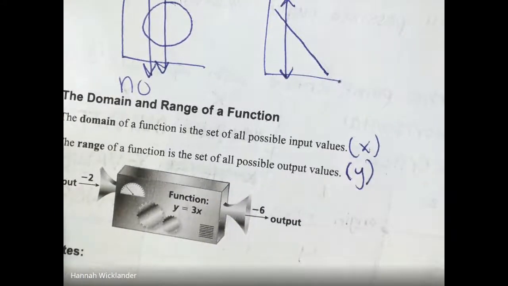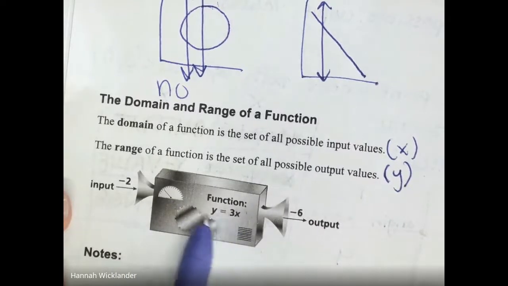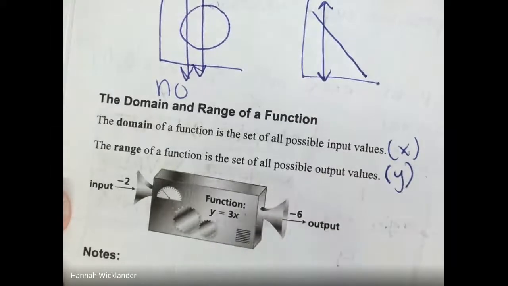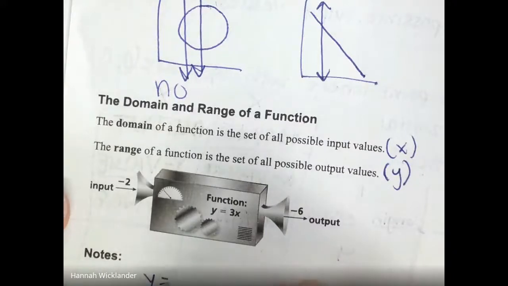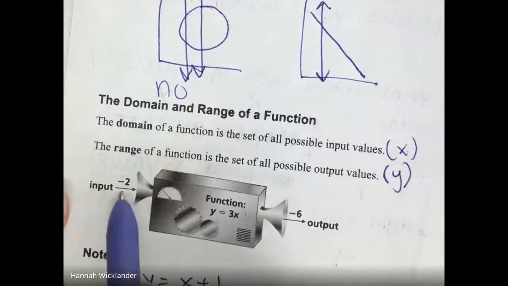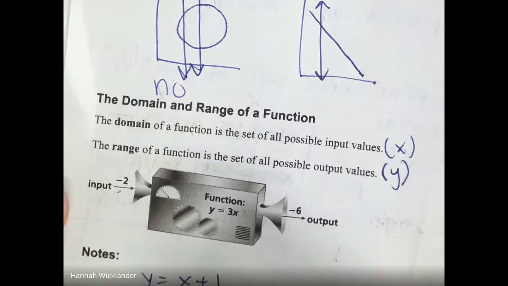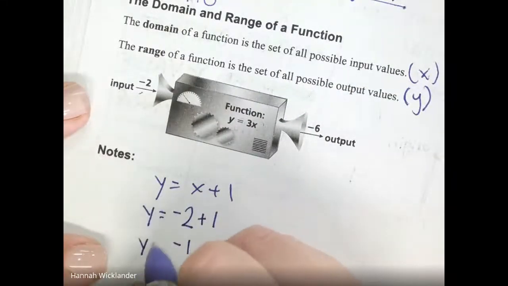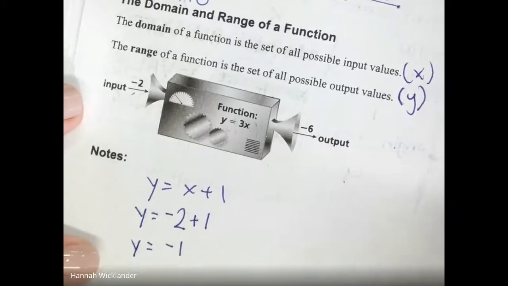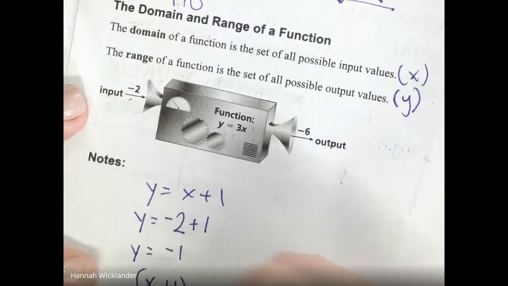The input is what you put into the machine. It goes in the machine, goes through the function, and then comes out as your output. So your function is the machine or the equation. So y equals x plus 1. If I put -2 into this function, wherever I see x, I'm going to put -2, and then I'm going to solve. So -2 plus 1 gives me -1. That's my output, and I can write an output as an ordered pair, x comma y.